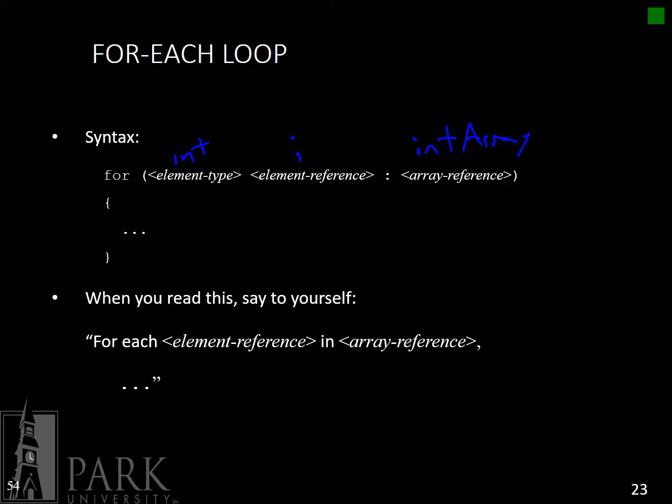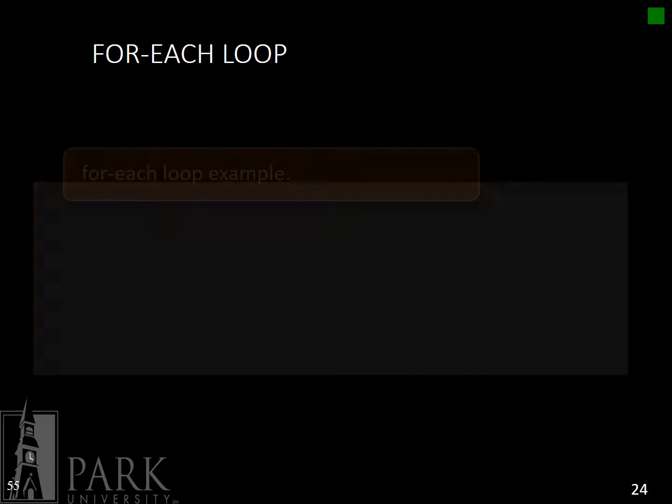So what you're going to do is, when you read it, you're going to say "for each element in array." So for each i in int array, do the following, okay? So let's take a look at this in actual functionality in an example.